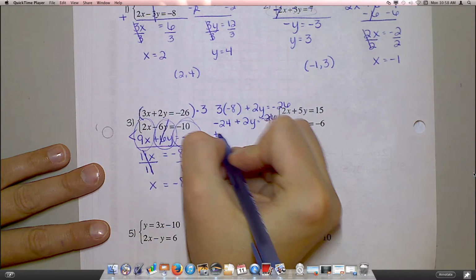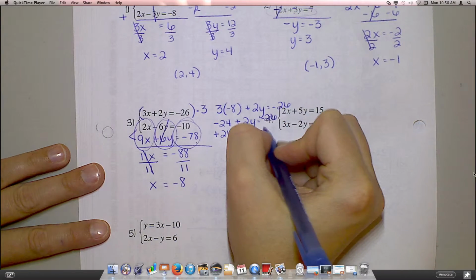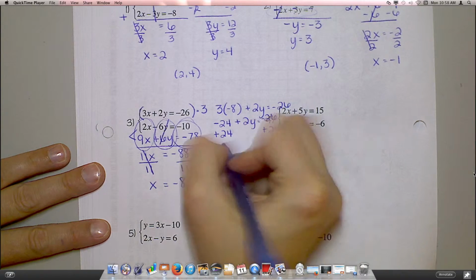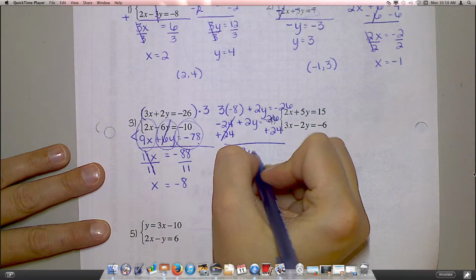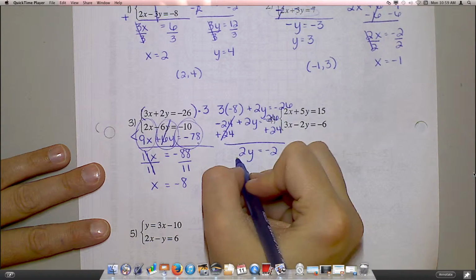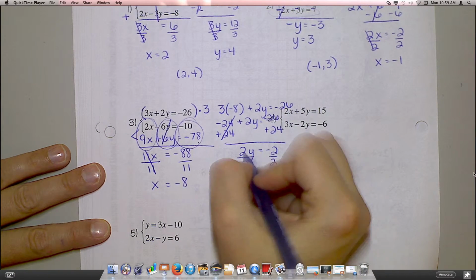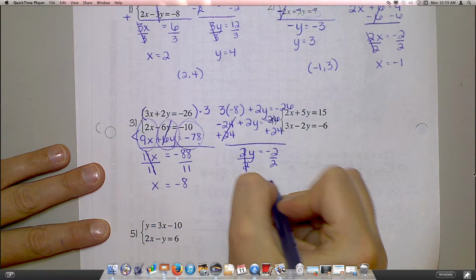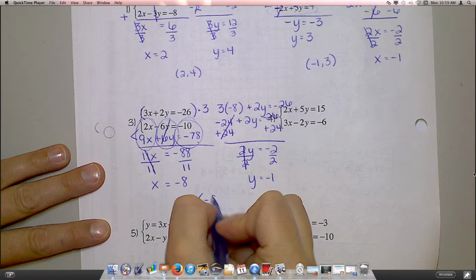Okay, negative 24, so I'm going to add 24. Sorry, that 26 is kind of hiding there. So 2y, negative 26 plus 24 is negative 2. Divide by the 2, negative 1. y is negative 1. So the coordinate is negative 8, negative 1.